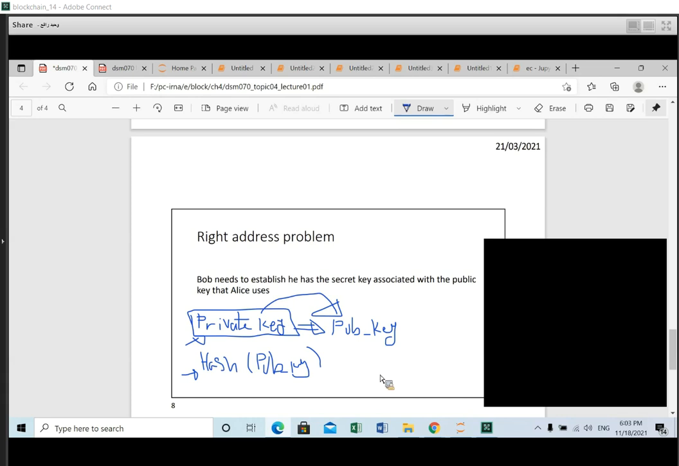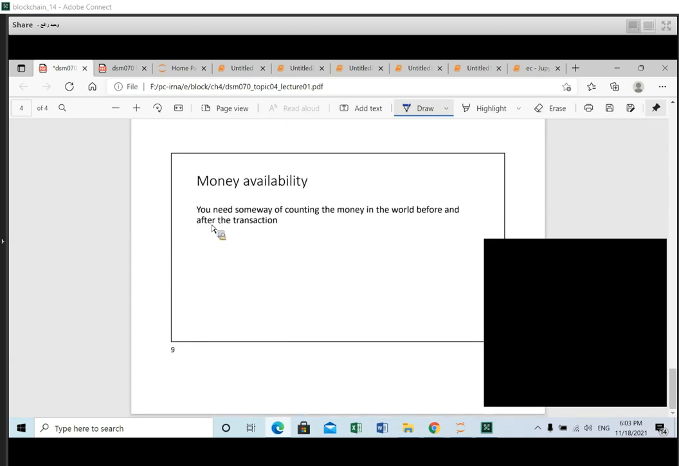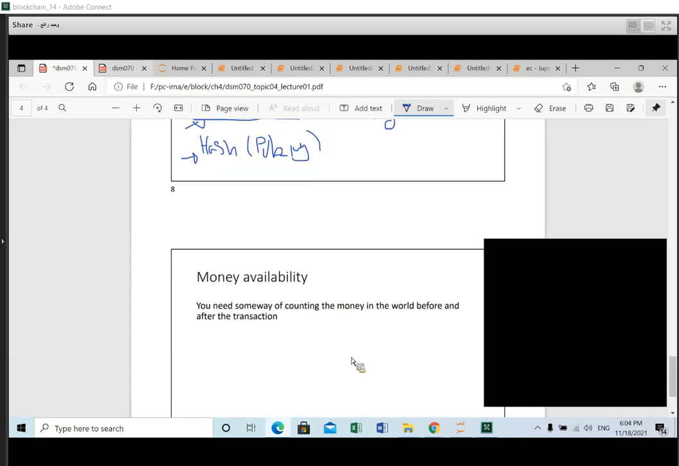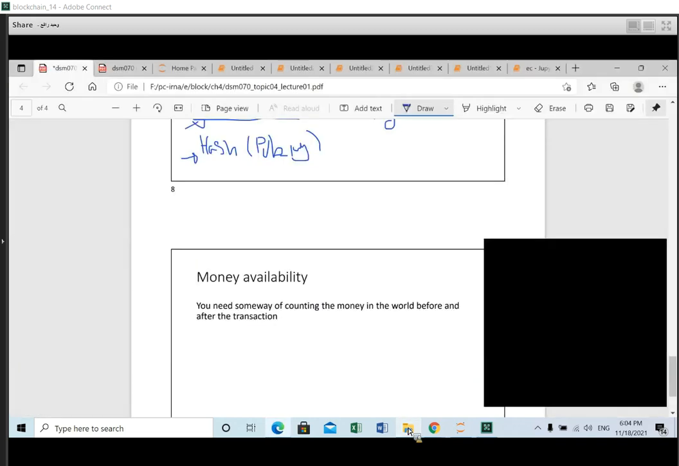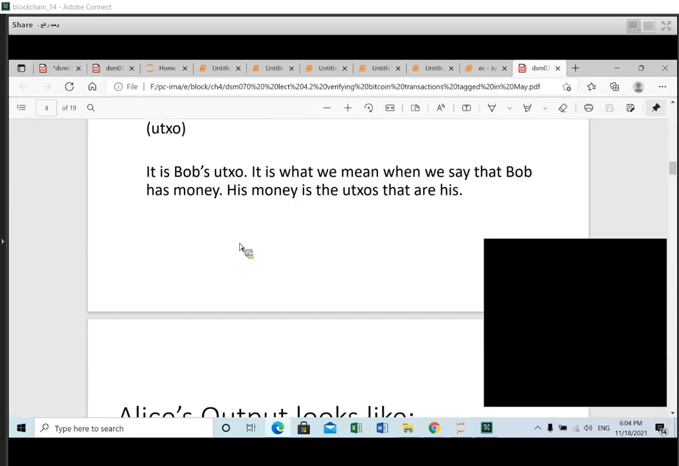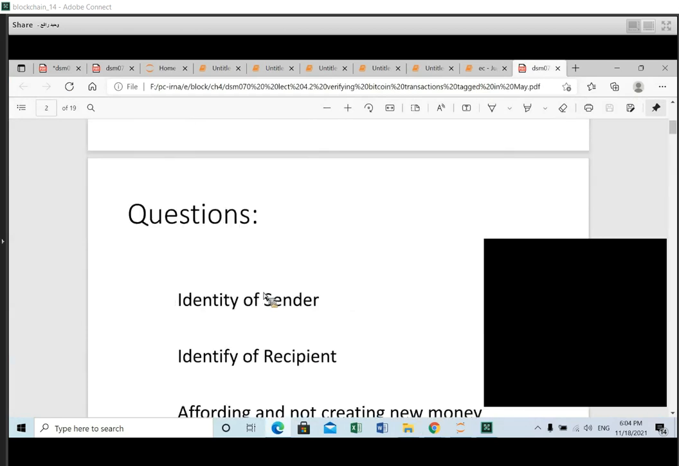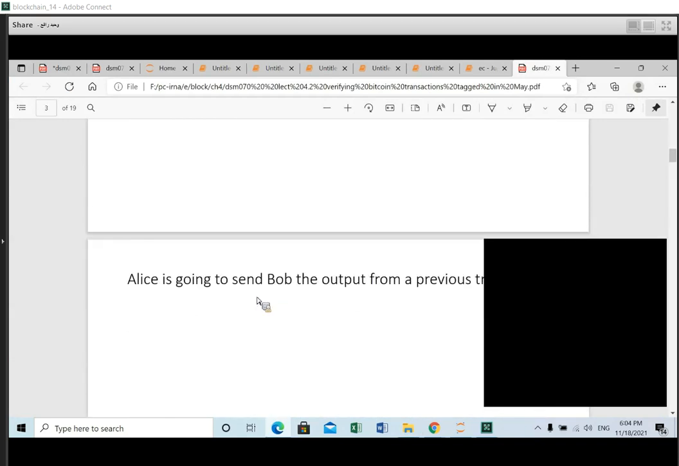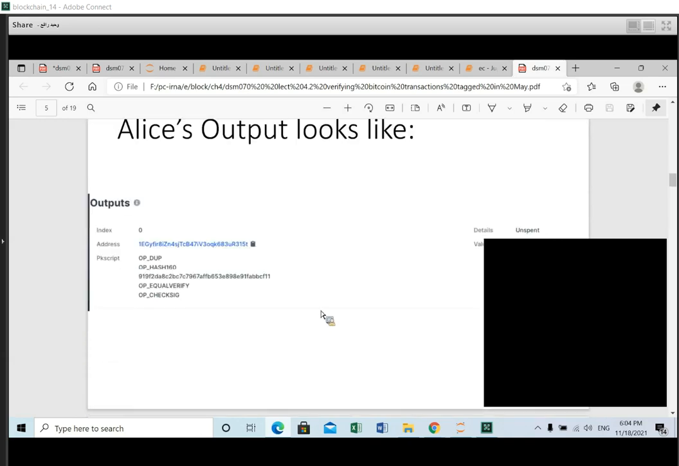If you want to spend this money, you must prove that you are the owner. How can you prove that you are the owner? Your answer is in the next slide. Let me go to topic 4, lecture 1, topic 4, and this is your answer.